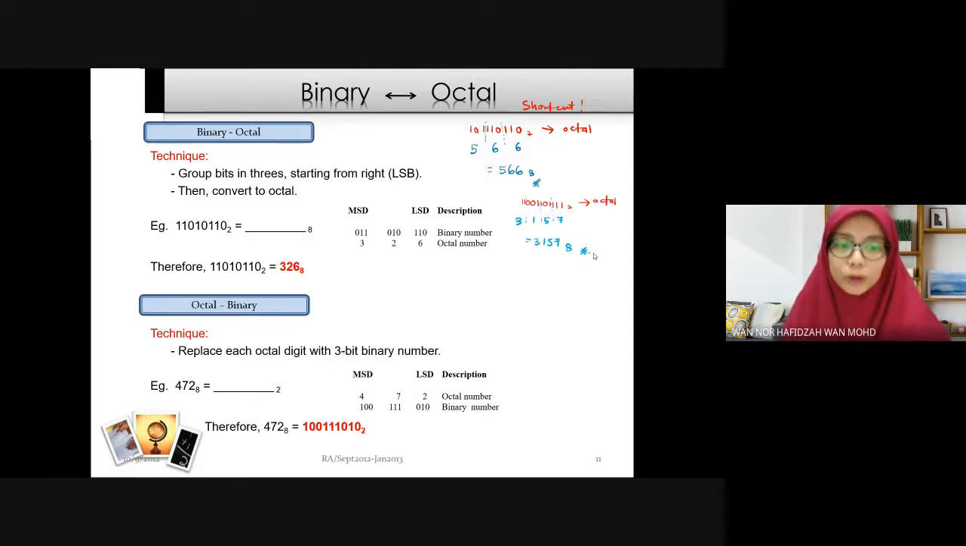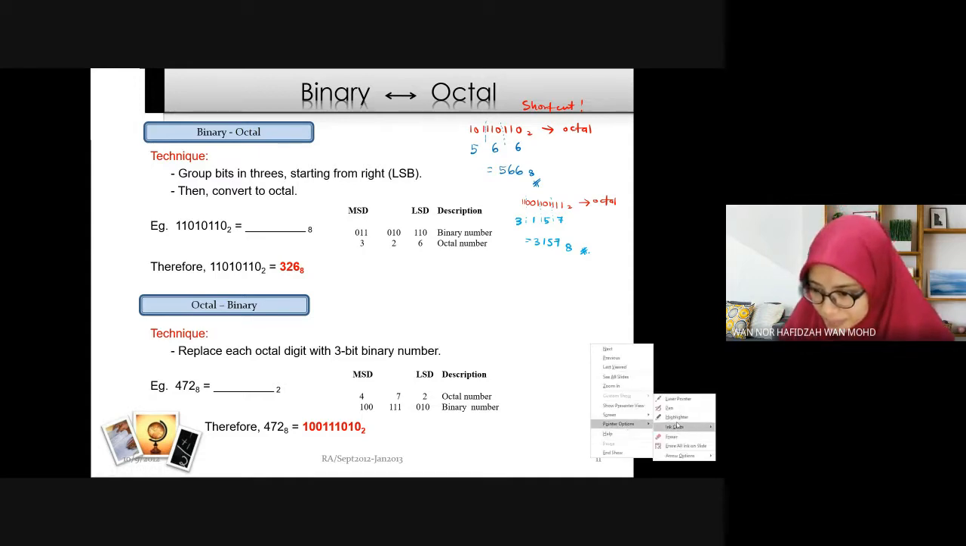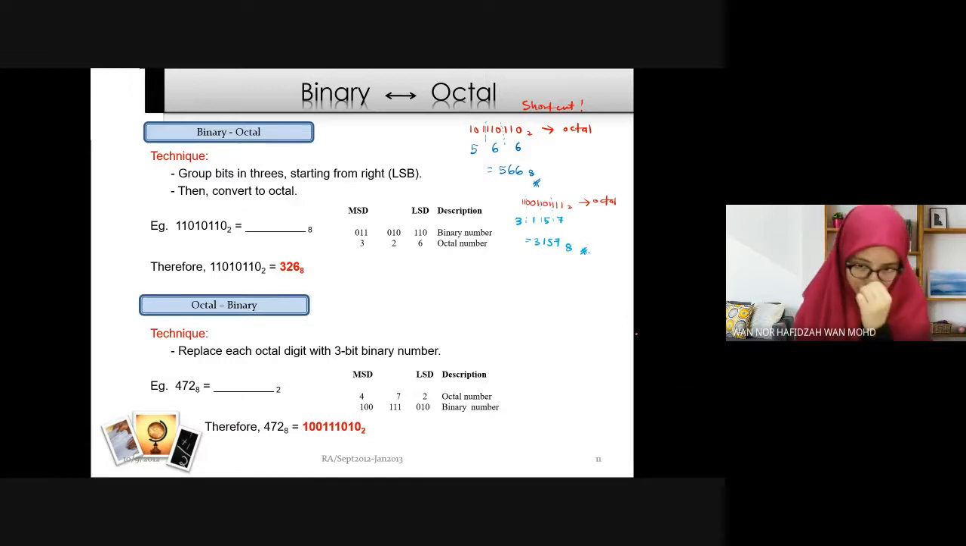And then from octal to binary, kita boleh reversekan dia. Okay, kalau tadi we said that we need to group bits into 3 and then starting from right side and then convert into octal. But for octal to binary, what we need to do is we need to replace each octal digit into 3-bit binary. Senangnya? Yes, it is. Okay, so look at like this. For example, we have 1010 base 8 into binary. Contoh, we have this.